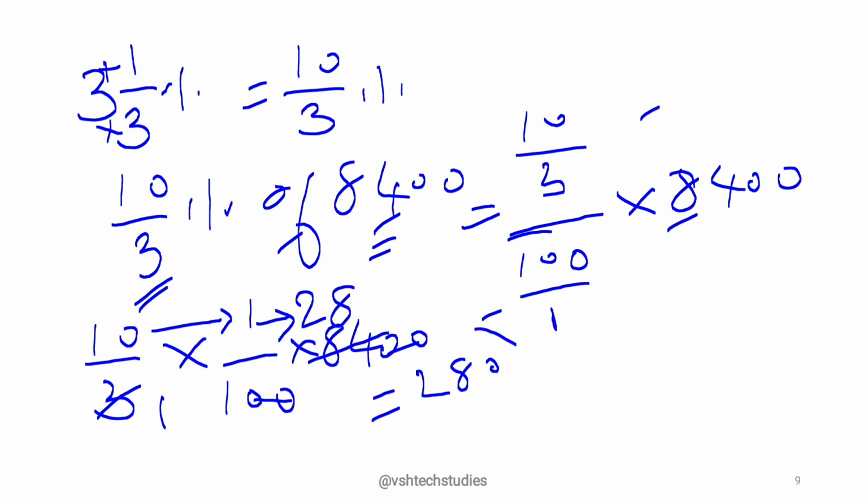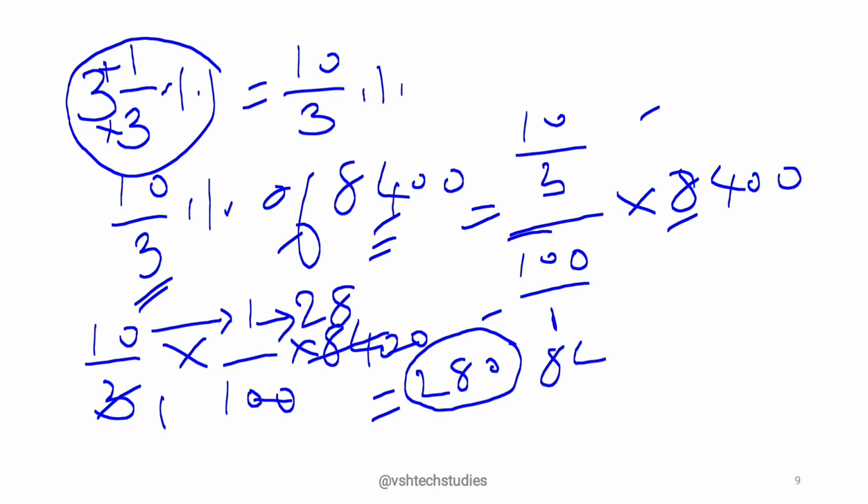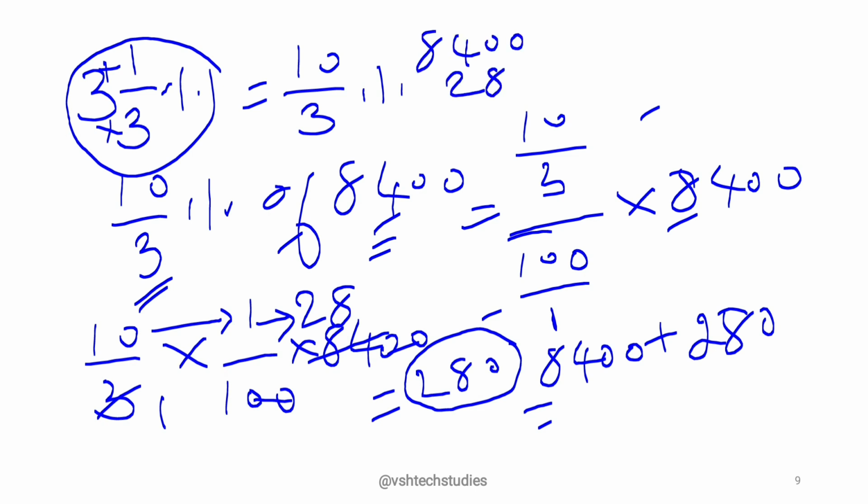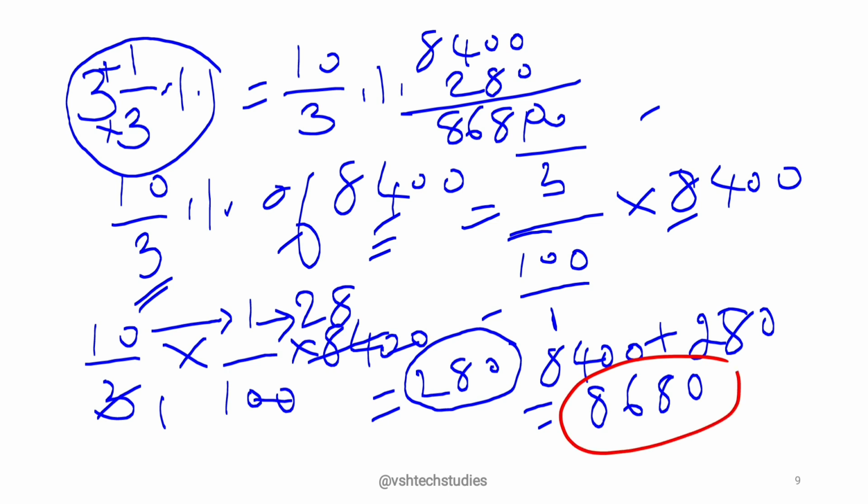What is this? This is a new tax according to the new tax rate 3 1/3%. So what is the selling price? So marked price is 8,400 and 280 rupees is the tax. So if you add both, 8,400 and 280: 0 plus 0 is 0, 0 plus 8 is 8, 4 plus 2 is 6, and this 8. So 8680. This is the new price of the article, according to the new tax rate 3 1/3%.